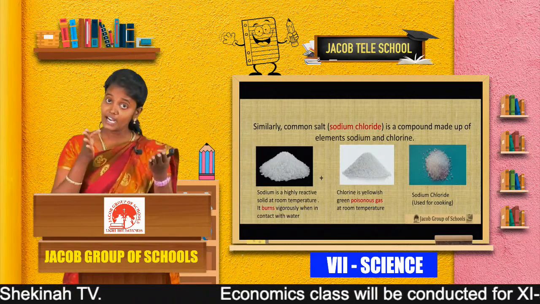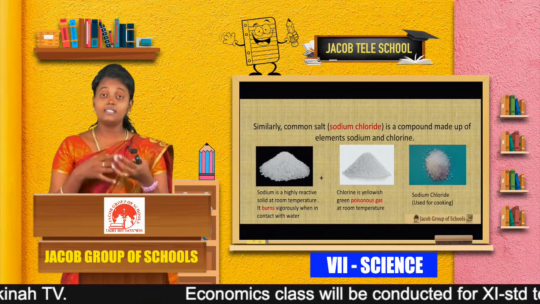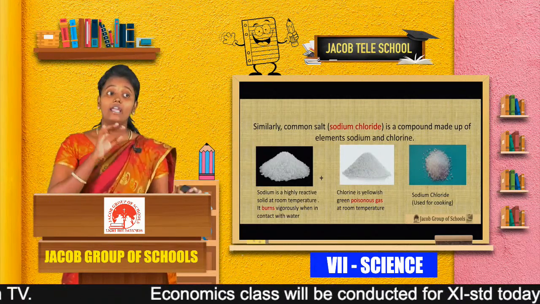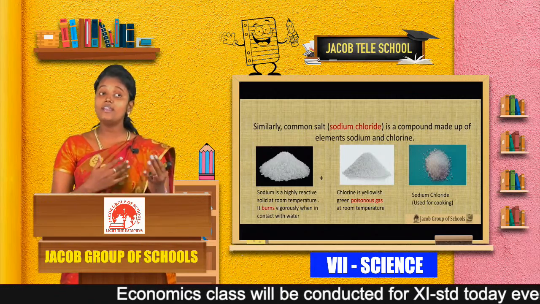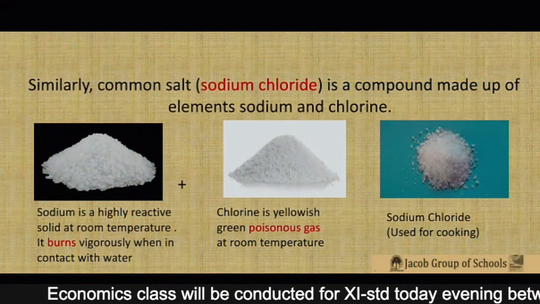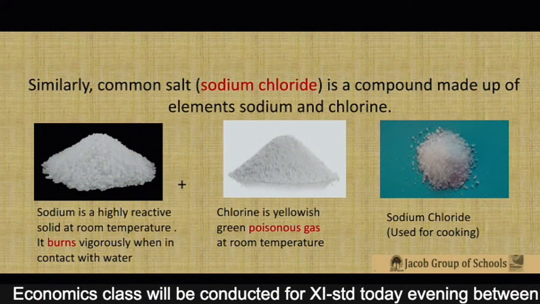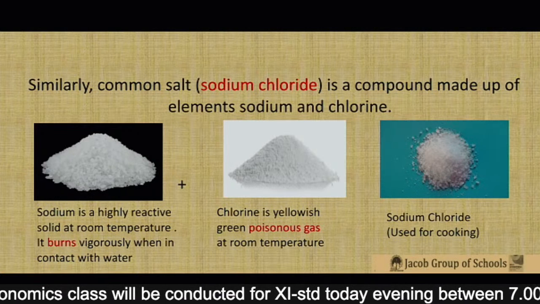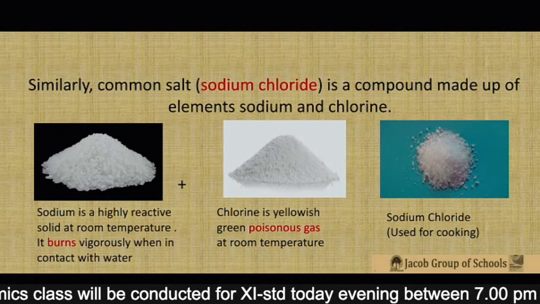ஆனால் டேஞ்சரஸான அந்த குளோரின் ஒரு பாய்சனஸ் கேஸ். அண்ட் தென் எரியக்கூடிய அந்த சோடியம். இது ரெண்டையும் கம்பைன் பண்ணும்போது தான் நமக்கு என்ன கிடைக்குது? We get a sodium chloride. ஸோ எலமெண்ட்ஸ் தனித்தனியாக இருக்கும்போது அதோட ப்ராப்பர்ட்டிஸ் வேறு, எலமெண்ட்ஸ் கம்பைன் ஆகும்போது அதோடைய ப்ராப்பர்ட்டிஸ் வேறு.